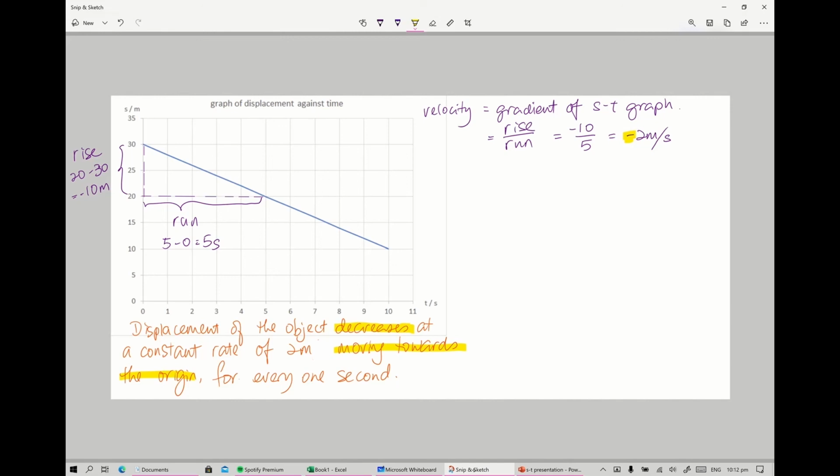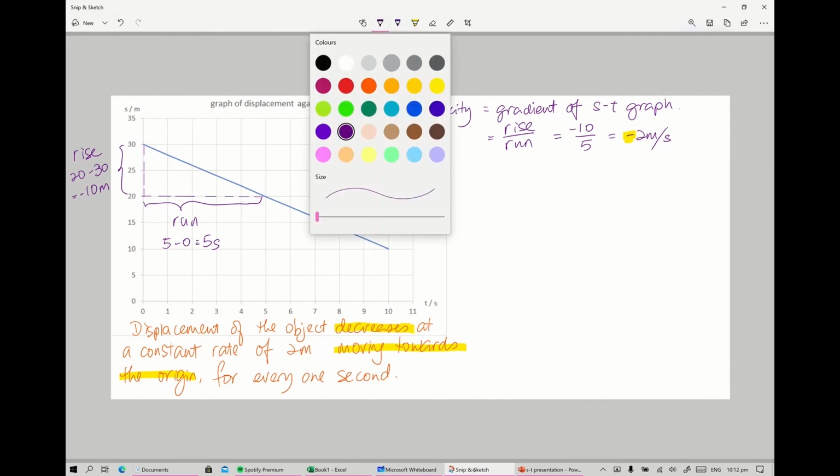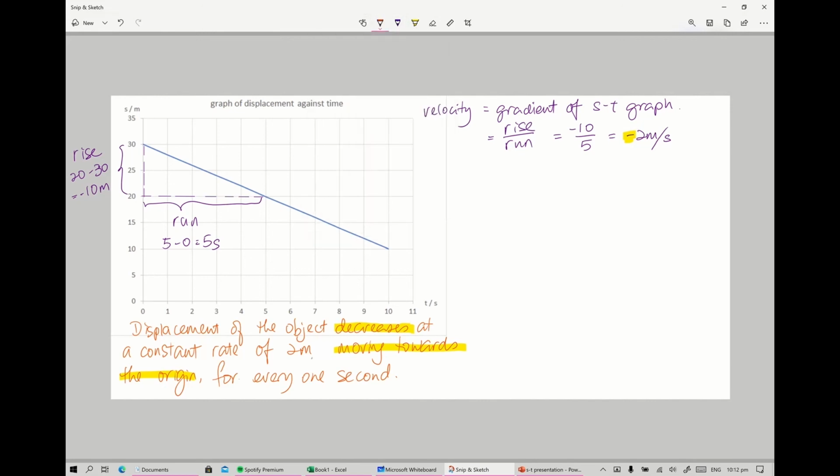Sorry, there's an error here. It should be displacement of object decreases at a constant rate of 2 meters. Sorry, that's my error. Constant rate of 2 meters, moving towards the origin for every 1 second. So the minus sign tells us it decreases and it's moving towards the origin.